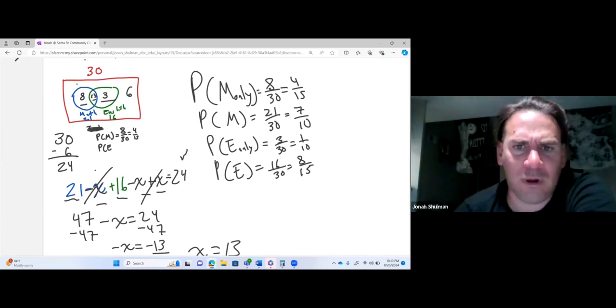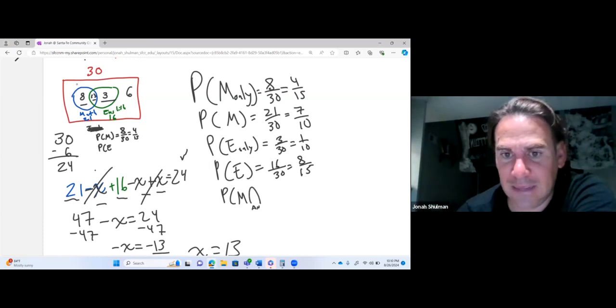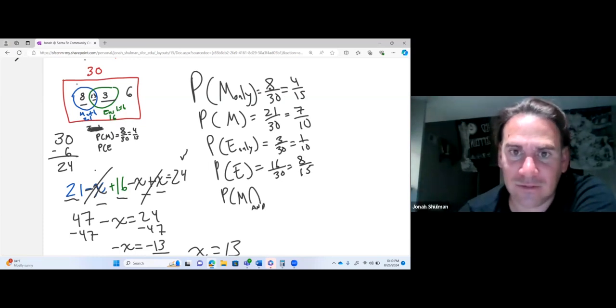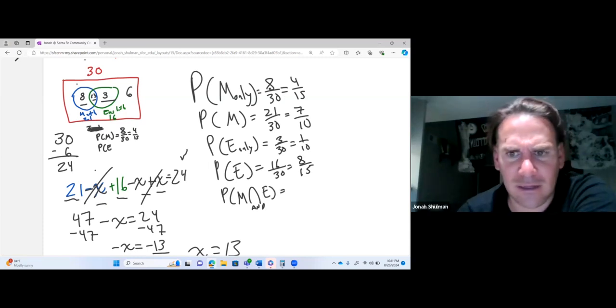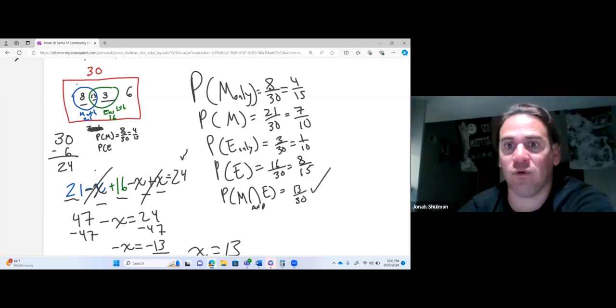Cool. The probability of math, and this means and, okay, that symbol means and. It's like an A without the line through it. Math and English is 13 out of 30, which is what they asked for. That's the right answer, 13 people.